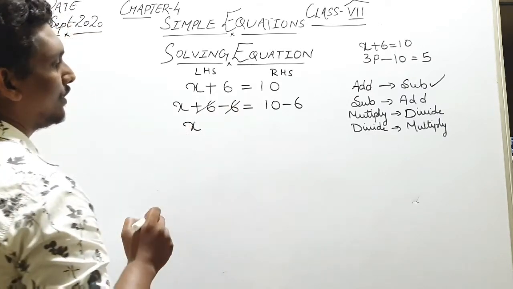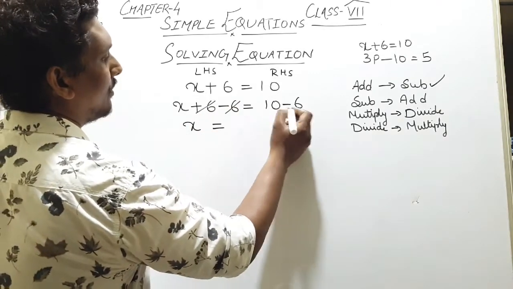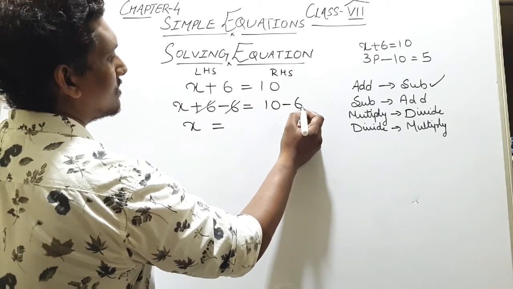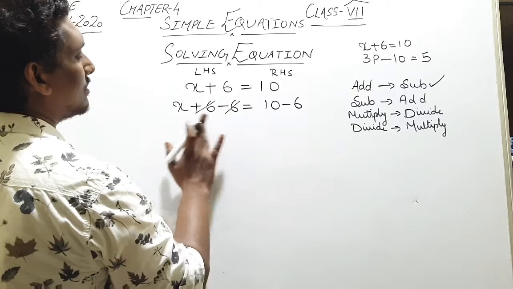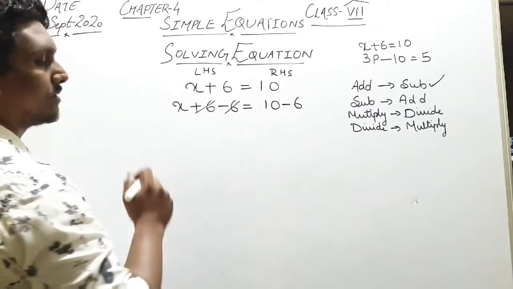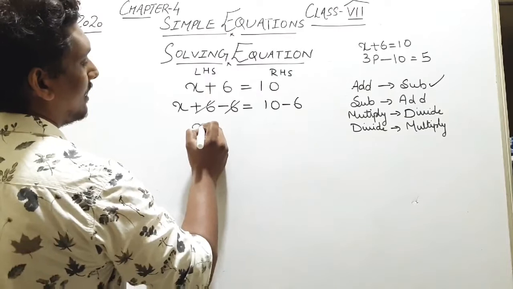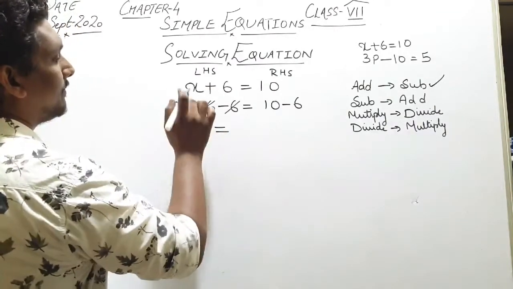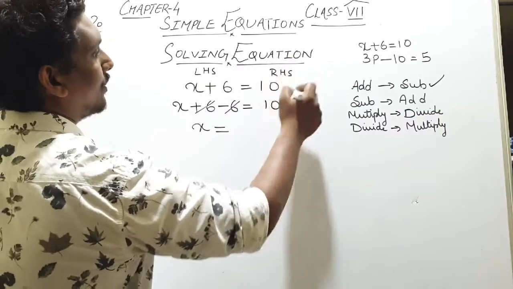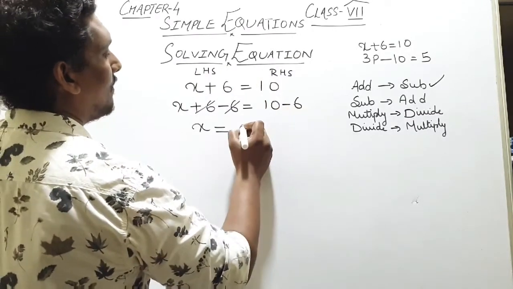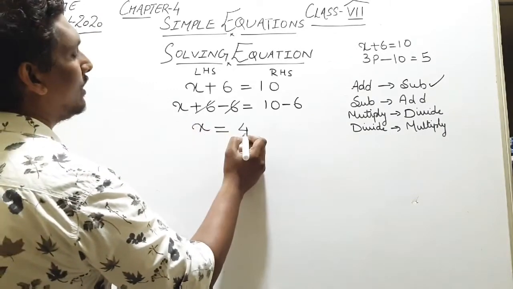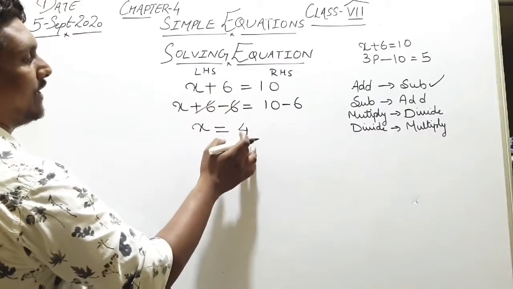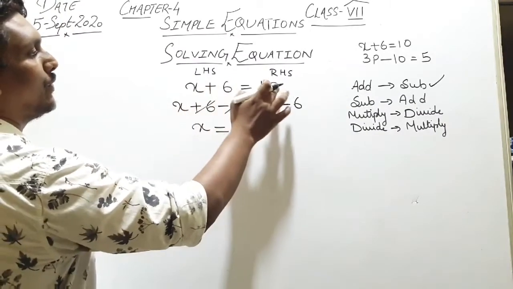So x is equal to, we are left with only x on the LHS side. Now on the RHS side, 10 minus 6 is 4. So the value of x is equal to 4. Now let's put the value of x in the equation: 4 plus 6 is equal to 10.